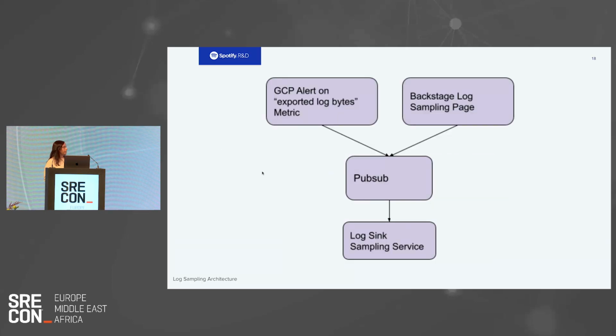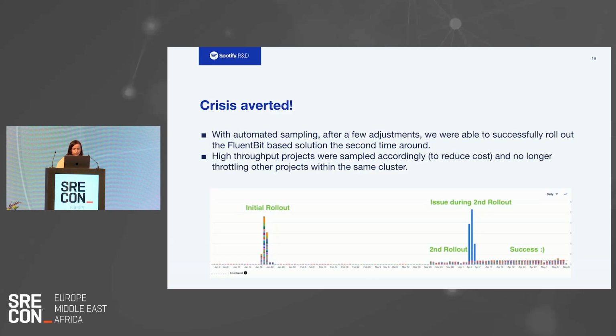So this is what that looks like. There's the alert for if you go over the threshold, or there's the Backstage changes you can make. Those both go into PubSub, and then those both go to this log sampling service. So crisis averted. With the automated sampling and a bit of finessing, we were able to roll this out again. We got to stick with the Fluent Bit-based solution, and you can see here the initial rollout had pretty excessive cost the first time around. Second time around, there was a little bit of an issue with the filters in GCP that we set up, so we had to fix that. And then by the end there, you see the cost is significantly lower than that initial rollout was.